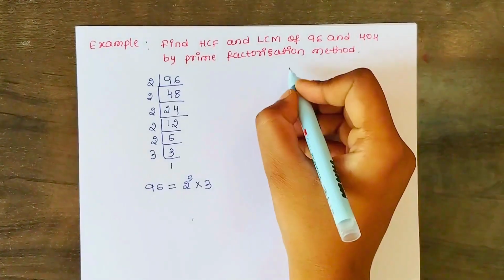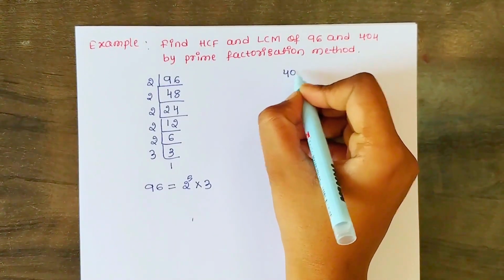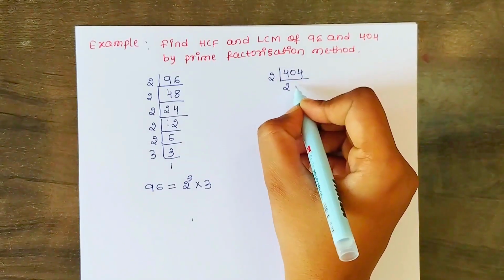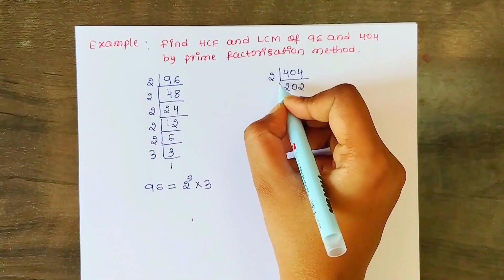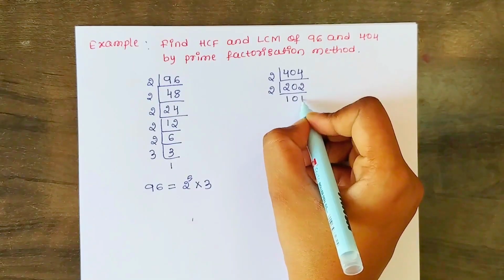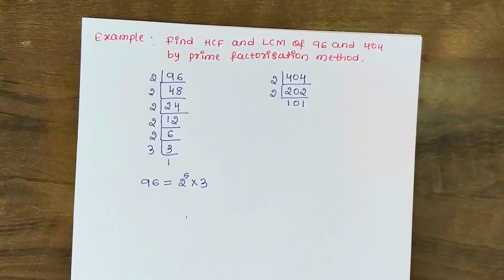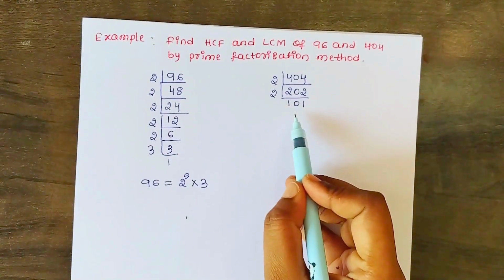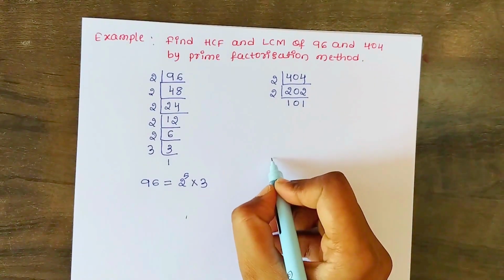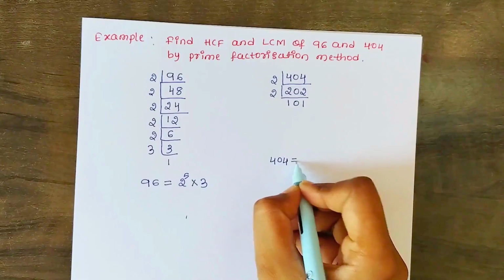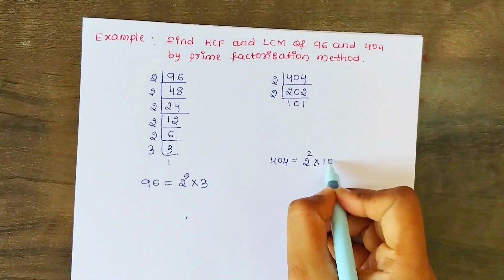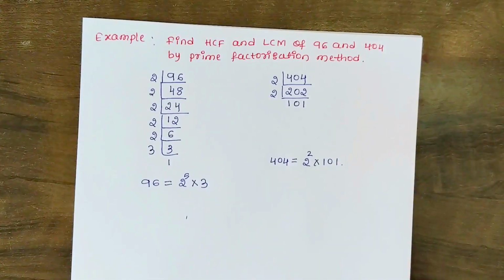Again, get the factors for 404. Start with 2. 2 2s are 4, 2 1s are 2. Since 101 is a prime number, you cannot divide it by any other number. So now I will write 404 as 2 to the power 2 into 101.